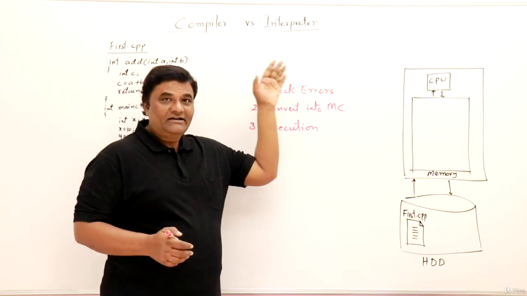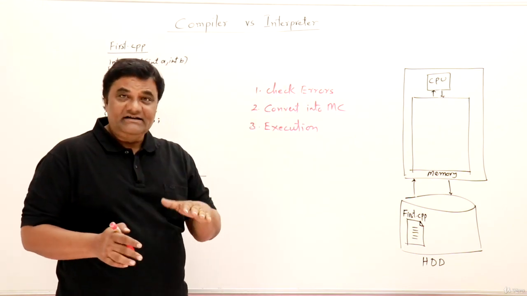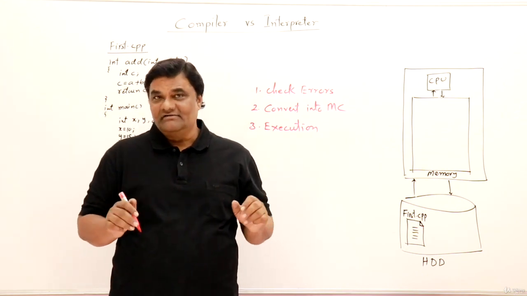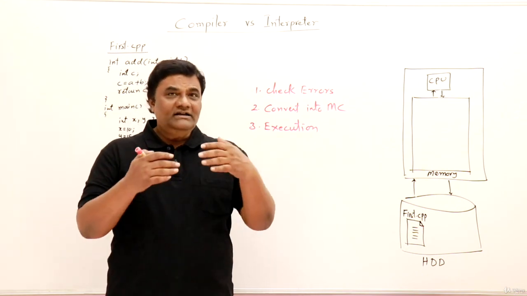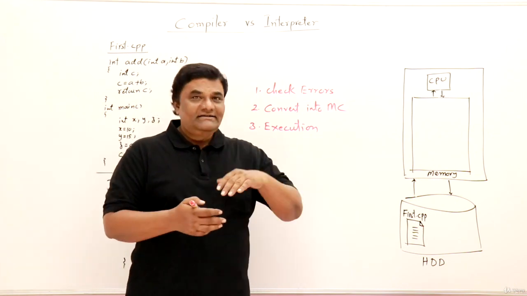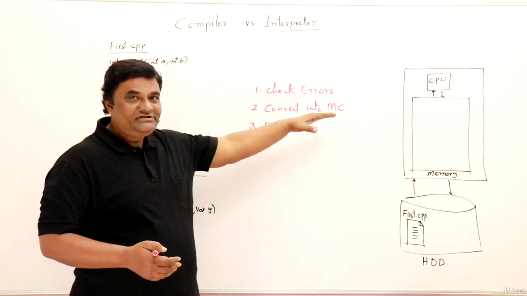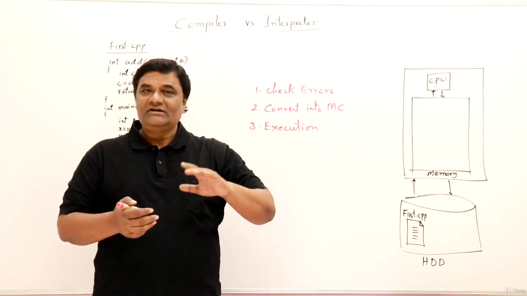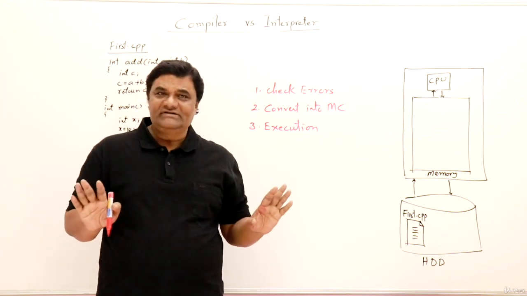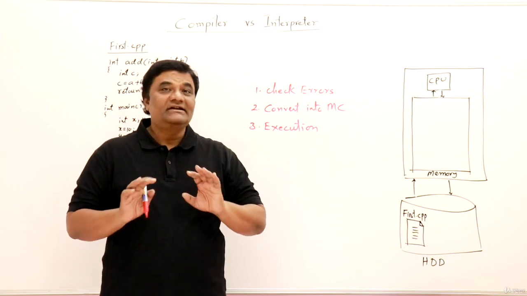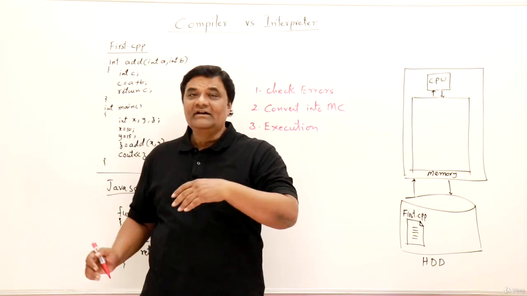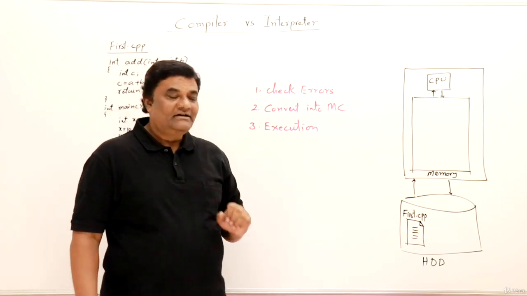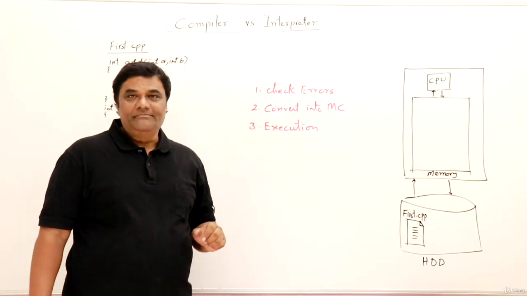Whether it is a compiler or interpreter, it has to first check that the source code you have written does not have any errors. This is the first thing. And if there are no errors, then it will convert it into machine code. So majorly there are two tasks of a compiler or interpreter, and they both do this: check for errors, and if the source code is error free, generate machine code. Then the third thing, execution of a program.